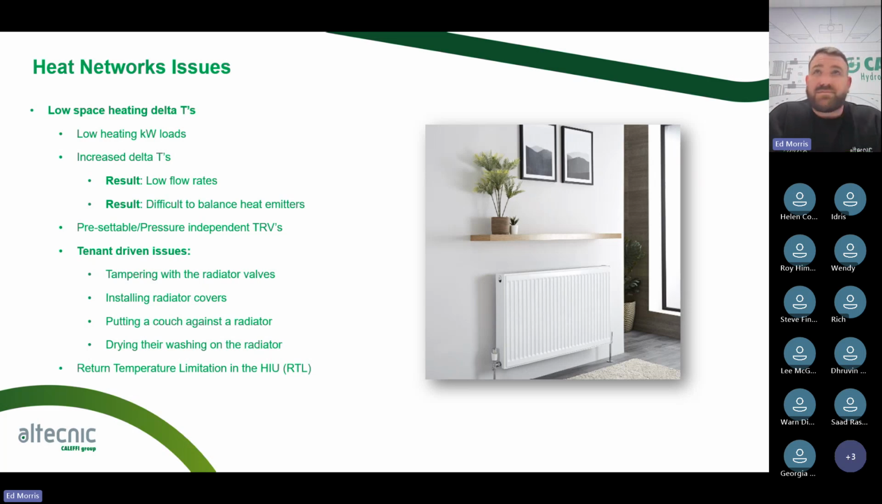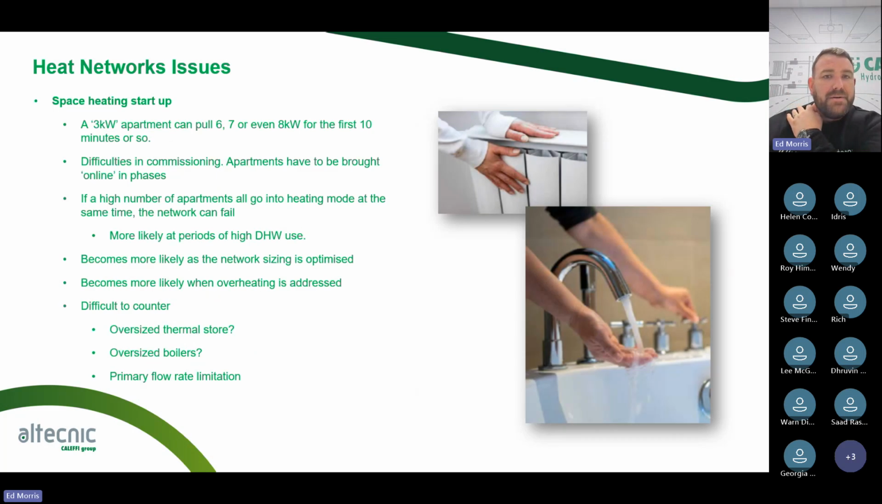Return temperature limitation into the HIU. So some HIUs have what we call a return temperature limitation. We talk about trying to deliver a set return temperature that can be controlled by the HIU. You can set your return temperature and it will make sure that it achieves that. However, there will be some implications on how it can deliver the hot water. So you can't have your cake and eat it when it comes to things like return temperature limitation.